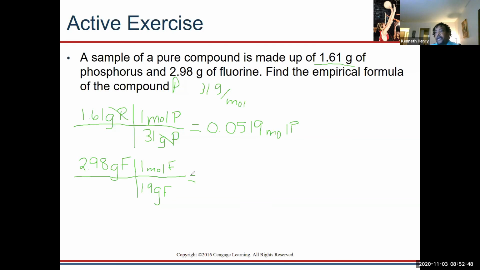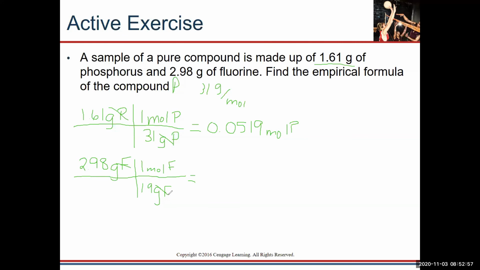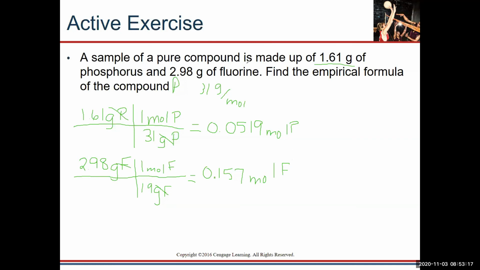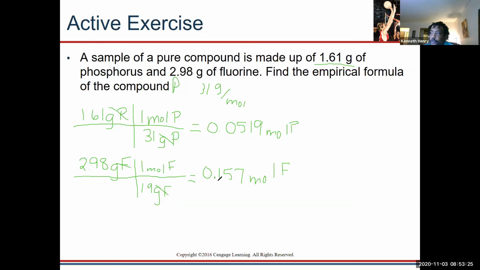Okay? So I get rid of my grams. And how many moles of fluorine do I have? 0.157. Good job. And she even gave me the right sig figs. Okay. So now I need to determine which one is the smallest. Which out of these two numbers, which one is the smallest? Phosphorus is the smallest.